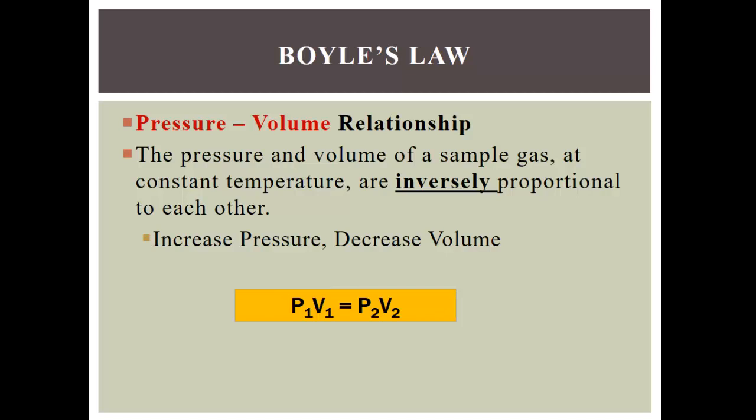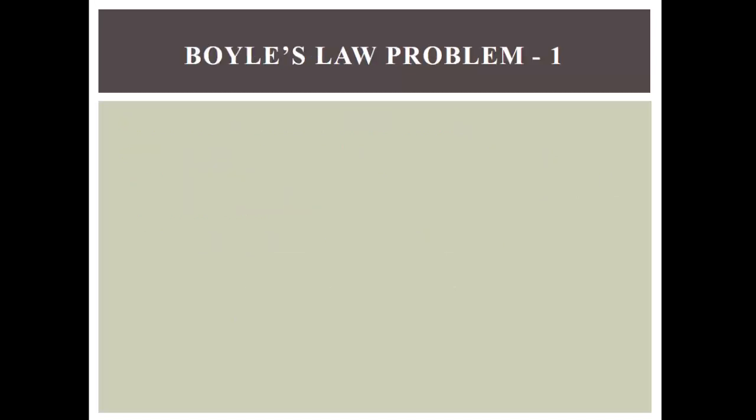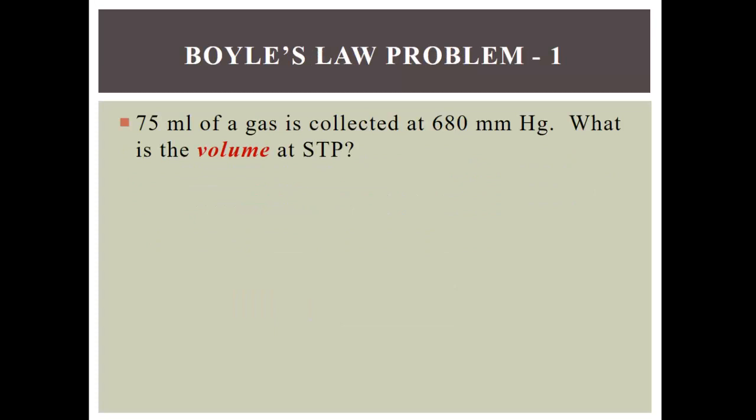These calculations will typically give you 3 out of the 4 and ask you to find the 4th one. So the key is figuring out who belongs together: which one is P1, which is V1, and which are P2 and V2. Let's take a look at an example problem. If we have 75 milliliters of gas collected at 680 millimeters of mercury, what's the volume at STP? We know volume 1, we know pressure 1, and it wants to know volume 2.